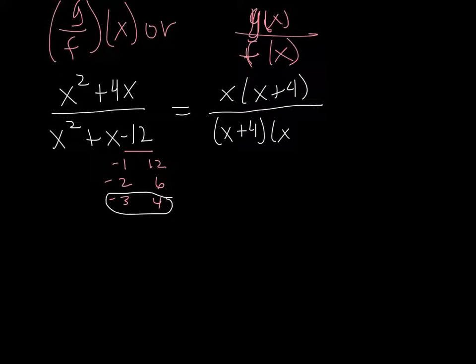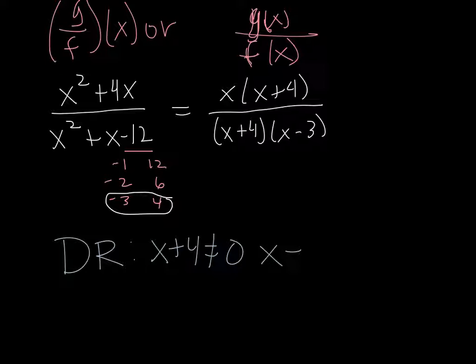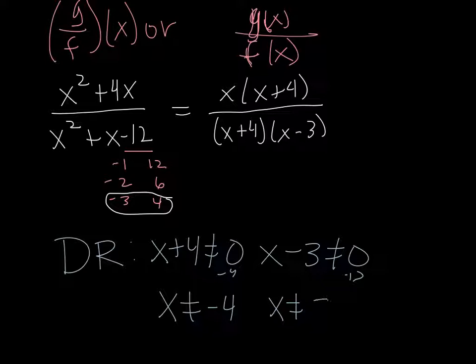and x minus 3. Before you do anything, remember you have to find your domain restriction. So before I do anything else, to find my domain restriction: x plus 4 cannot equal 0 because that's on the bottom, and x minus 3 cannot equal 0. If I subtract 4 here, x cannot equal negative 4. If I add 3 here, x cannot equal positive 3.